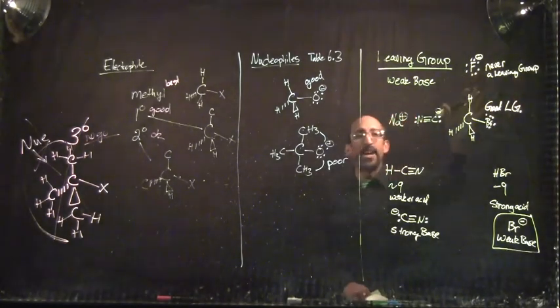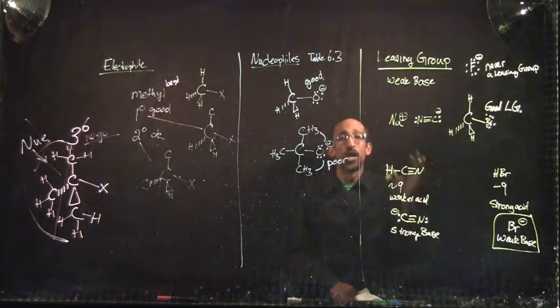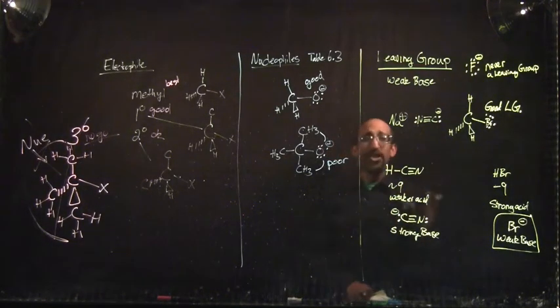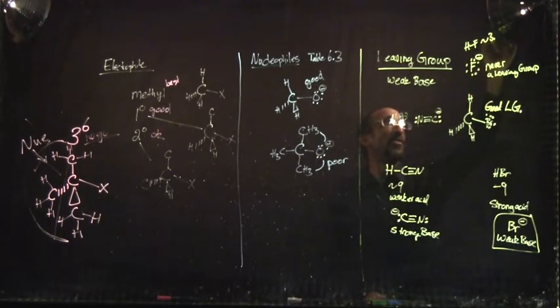And the reason F minus is never a leaving group is because it is a strong base. The carbon-fluorine bond is very strong. HF is a weak acid. Remember, the pKa of HF is about 3.3.